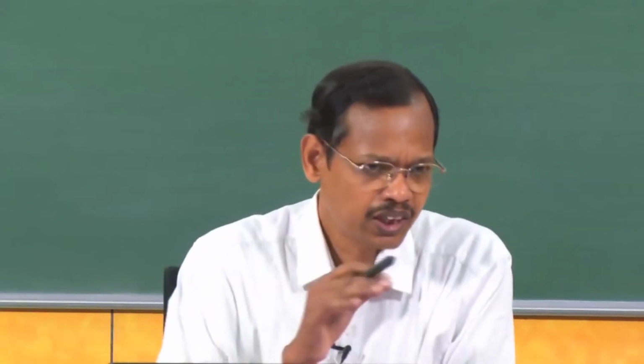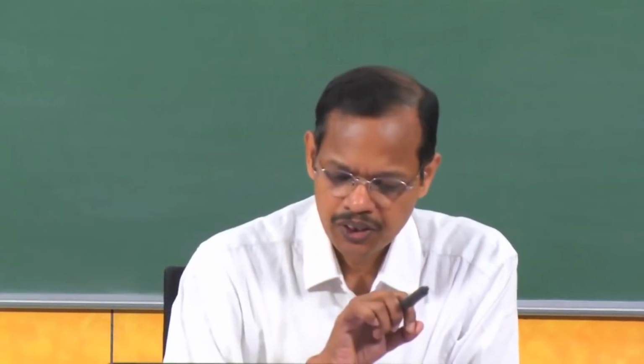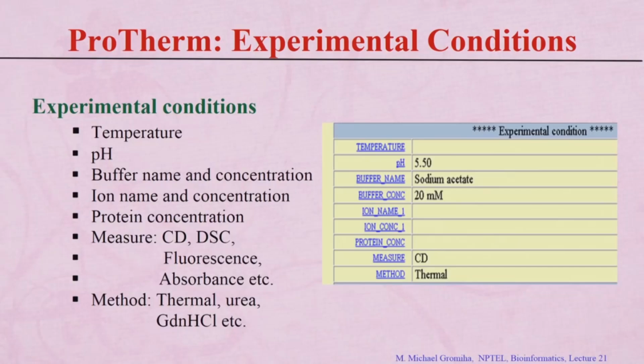So, we give the experimental protein information right from the UniProt and the PDB as well as the mutant. Now, we give the conditions, what are the experimental conditions they use to get the data. The important ones are temperature, the pH, the buffer name and concentration, and the protein concentration, and different measures, whether they use CD or DSC or fluorescence. Here they use CD, and for the method, thermal or denaturant, here they use thermal.